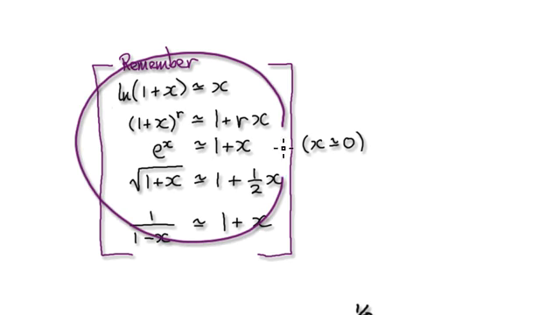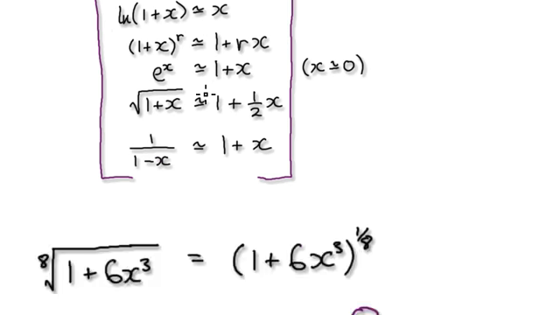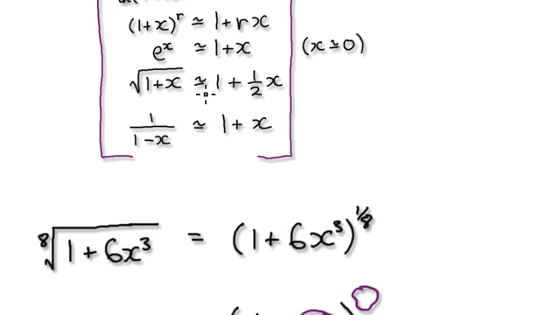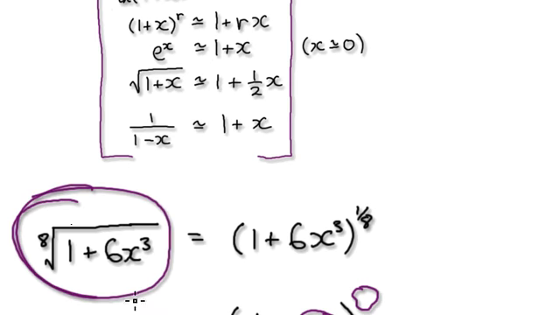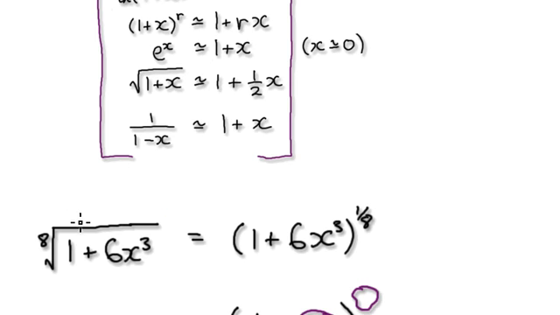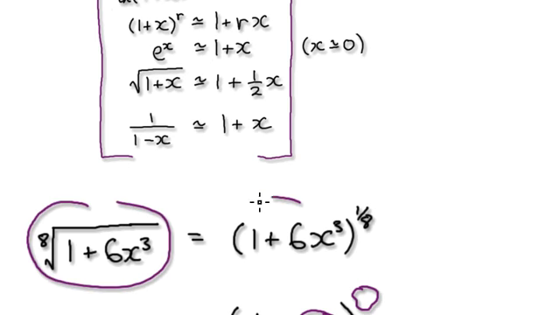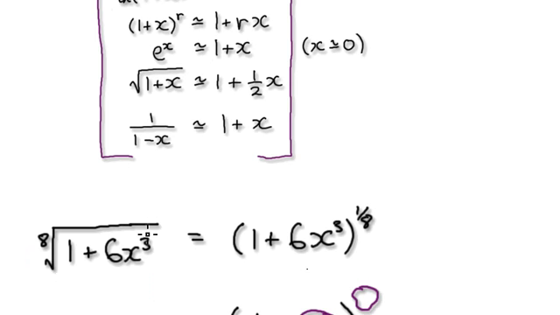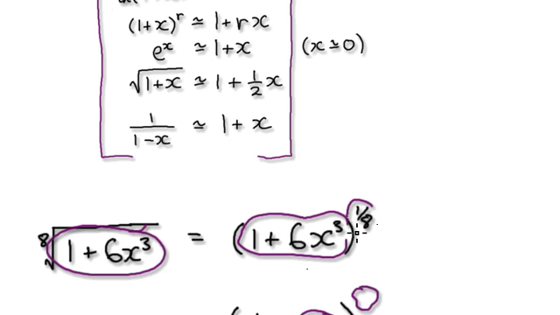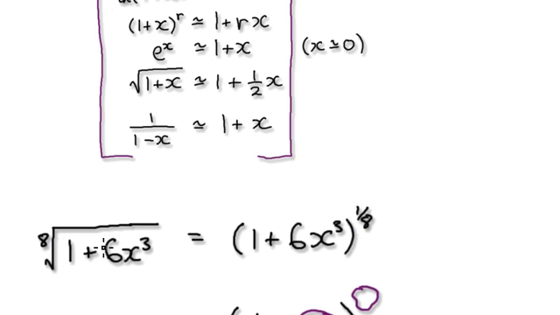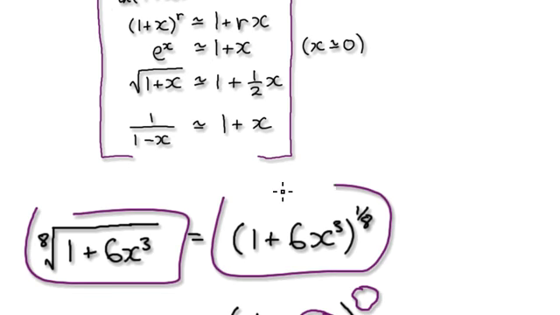Well, given these, we can approximate something complicated. Let's say this thing here. Let's try and approximate this complicated thing here. So rewrite this thing here as this. Rewrite this thing here as the bubble here to the power of an eighth. Okay, so rewrite this as this.